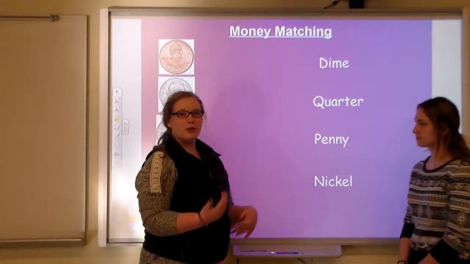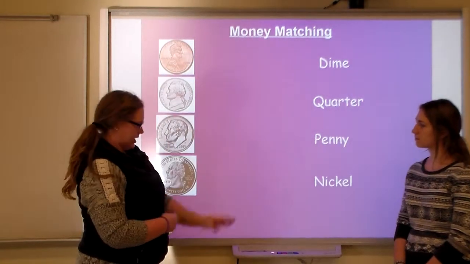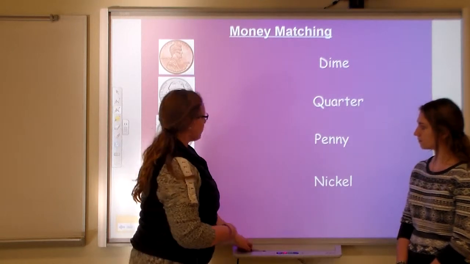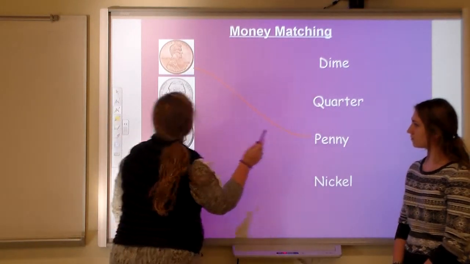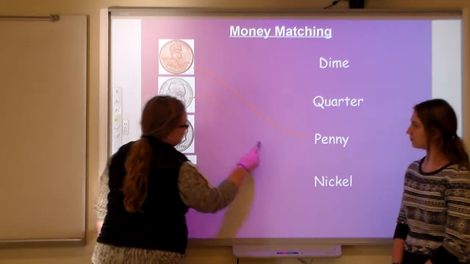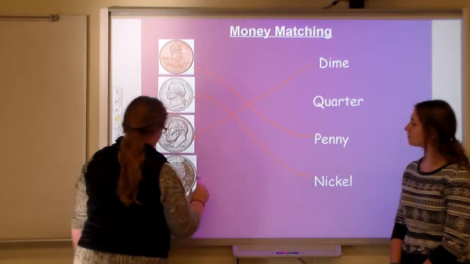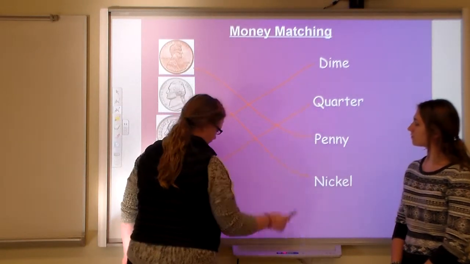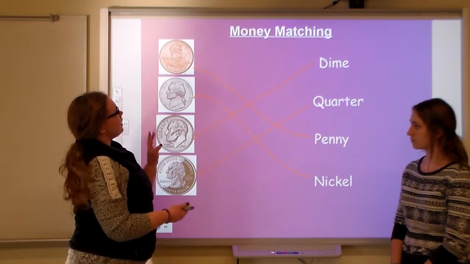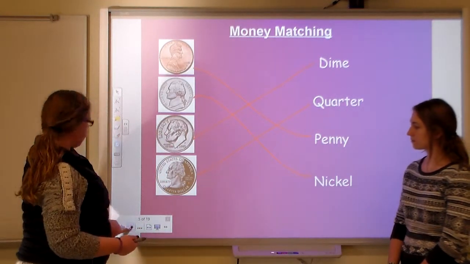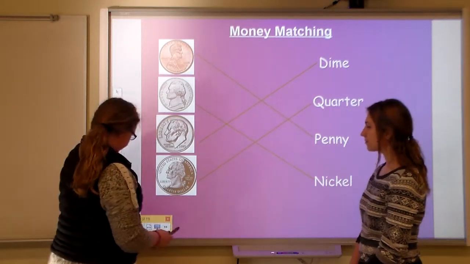Next, we would have a student come up to the board and draw a line corresponding to the picture with its name. So I'm going to say that this is the penny. I'm going to say that this is the nickel, that this is a dime, and that this is a quarter. We've attached an answer key on the next slide, so let's see if we are correct. They look like the same to me, so it looks like we did a good job.